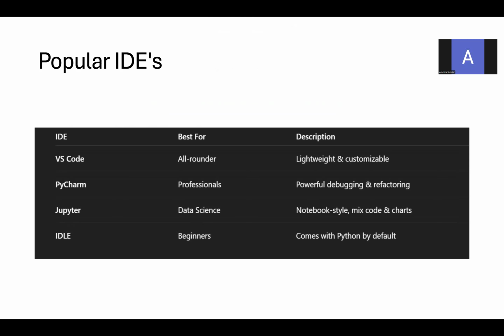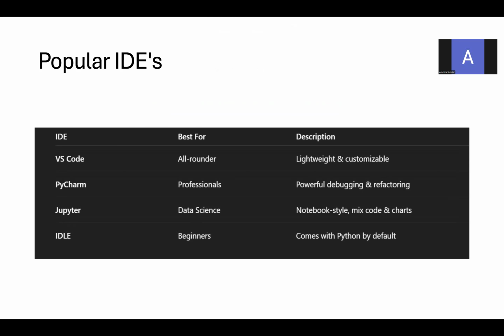These are the popular integrated development environments. VS Code is an all-rounder. It is lightweight and customizable. Next is PyCharm. This is used by professionals, mainly for powerful debugging and refactoring. Next is Jupyter Notebook, which is for data science. This is used for notebook-style mixed code and charts.